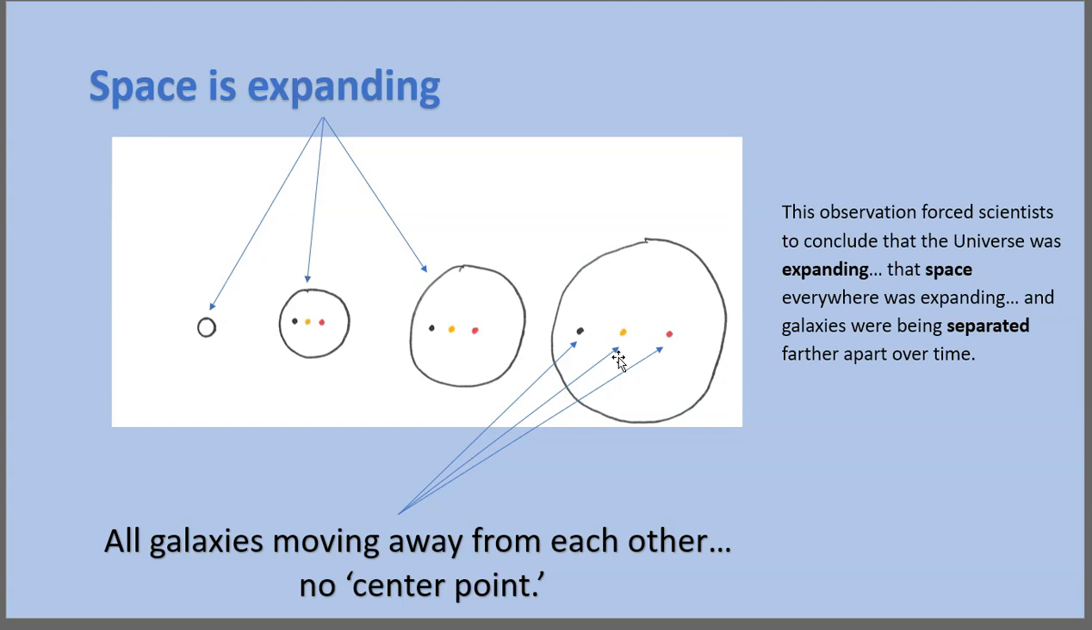This also explains then the mathematical relationship. So take the black galaxy here and the yellow one and the red one. Again, over time, the yellow galaxy is moving away from the black one, but the red galaxy is moving faster away from the black galaxy than the yellow galaxy. So the greater the distance between two galaxies, the faster they will be moving away from each other.